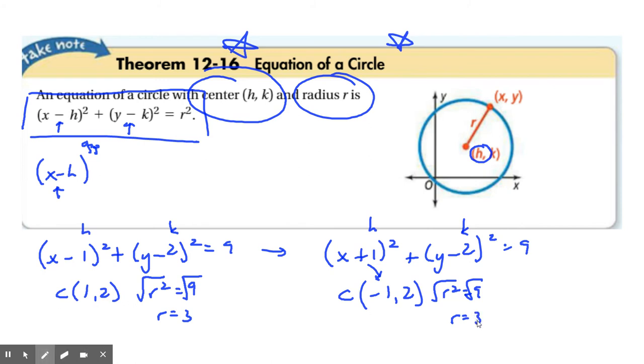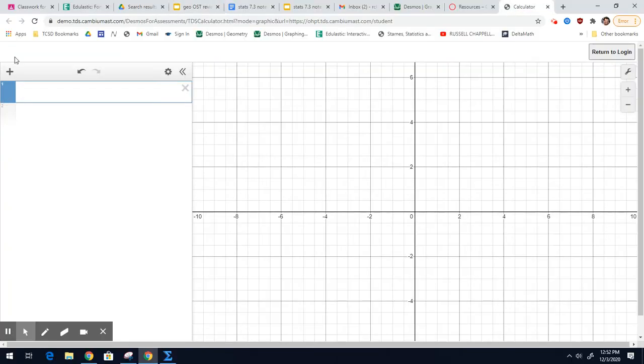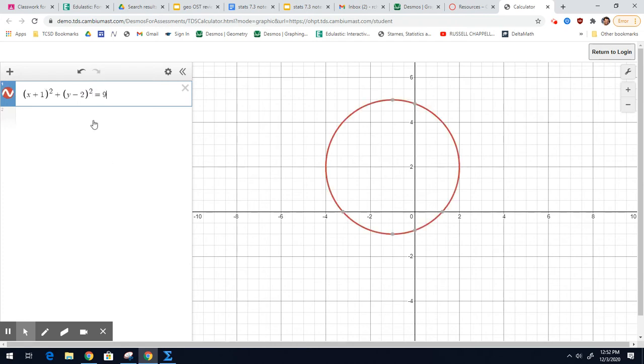Now be aware that you can type this equation in and it'll graph it for you in Desmos Graphing Calculator. So let me go there right now and I'll show you what I'm talking about. Okay, so this is the Desmos graphing calculator for the state test. Let me go ahead and type in that last equation. So parenthesis x plus 1 squared plus parenthesis y minus 2 squared equals 9. And notice there, it does graph a circle. So remember, I talked about you don't have to have it solved for y. You can type in any equation and it'll graph it for you.